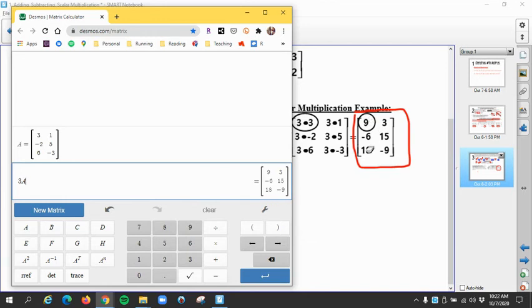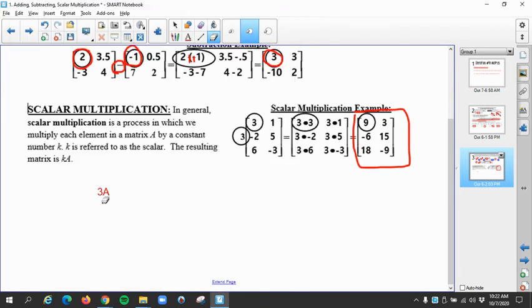It takes a while to type those numbers in, and it's probably easier if you just have a problem that asks you what is 3A to just simply multiply 3 times everything on the inside. Where the matrix calculator can come in handy is if you're doing the same problem, the same matrix, but you do it finding 3A and then 4A and then 6A, it's easier than retyping them in to have to use the matrix calculator.